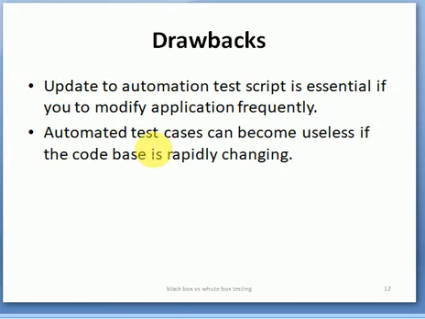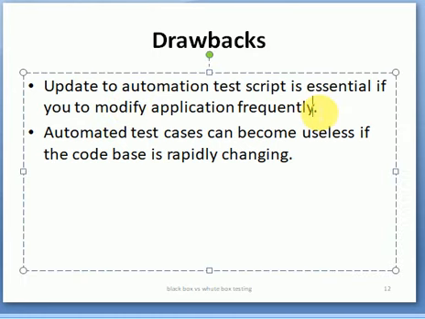Now let's see the drawbacks of both testing. First, the drawbacks of black box testing: updating automation test scripts is essential if you modify the application frequently. Now the drawbacks of white box testing: automated test cases can become useless if the code base is rapidly changing.